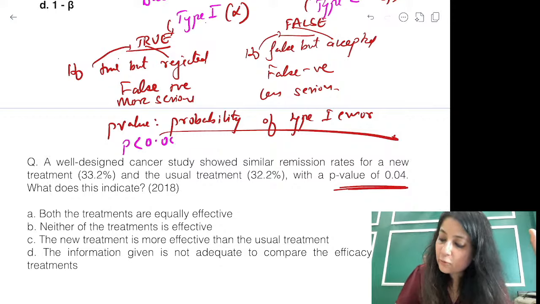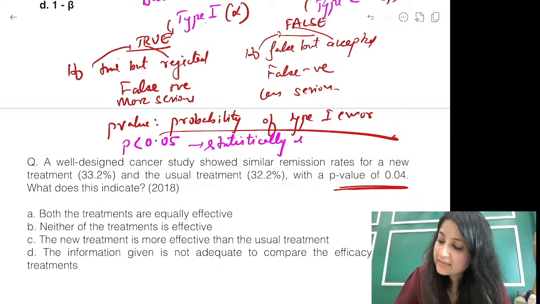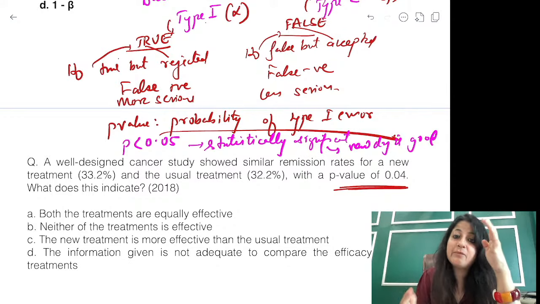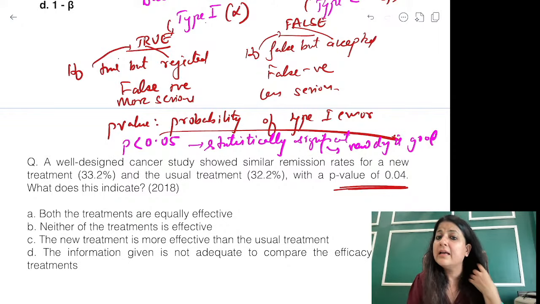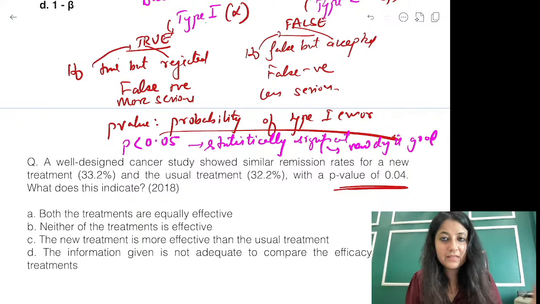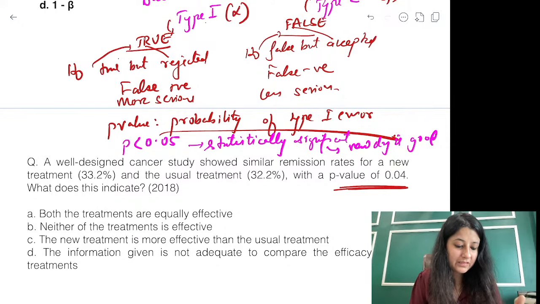P less than 0.05 means statistically significant. And what do you mean by statistically significant? It simply means the new drug is good, and that is what we have shown. Because the exam is very clear, you just have to know this. P is the probability of committing a type 1 error, and less than 0.05 is statistically significant. Statistically significant means the new drug is good.